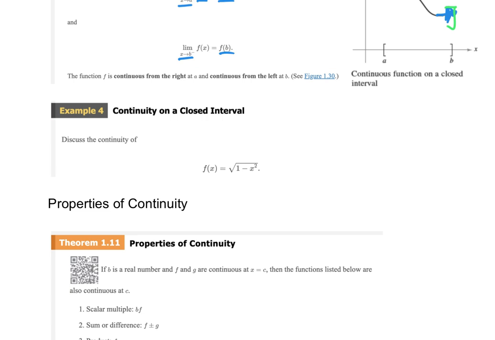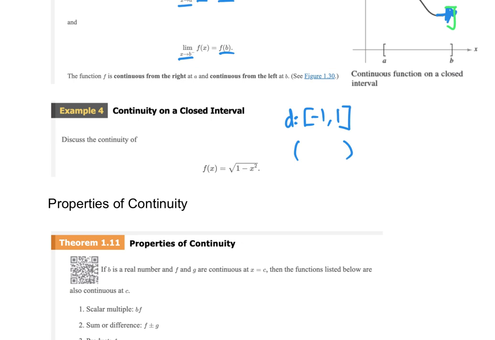Now, example 4, let's discuss the continuity of f of x equals the square root of 1 minus x squared. When we see this, I see a semicircle, but we can discuss this. The domain will be from -1 to 1 on the closed interval. Outside of that, this function does not exist in the real number system. And so, is this continuous on the closed interval? That's our ultimate question we're looking at right now.